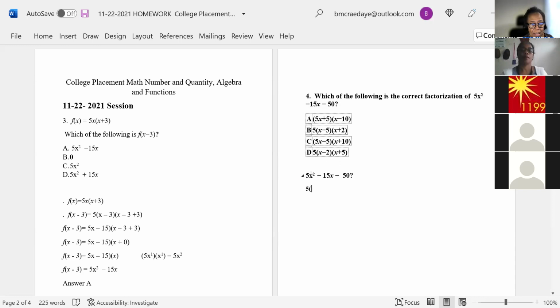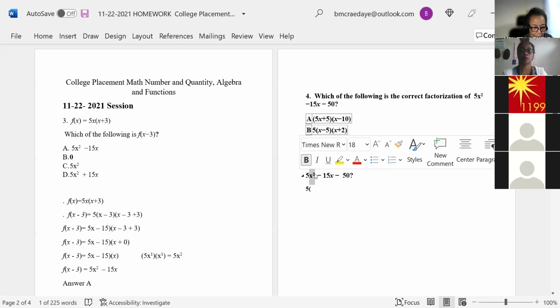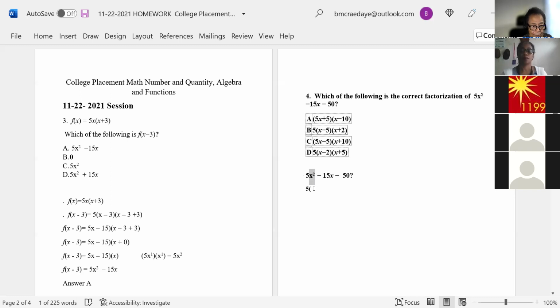I factored the 5 out of the 5x squared. So what do you have left? x squared. That's right. I have x squared left. So let's just copy that. So I have x squared left.